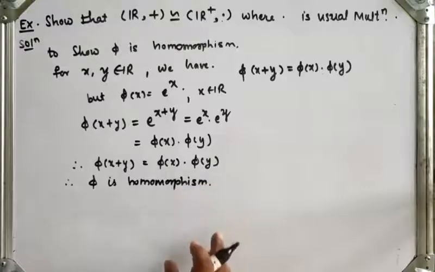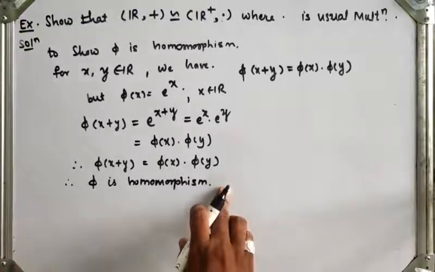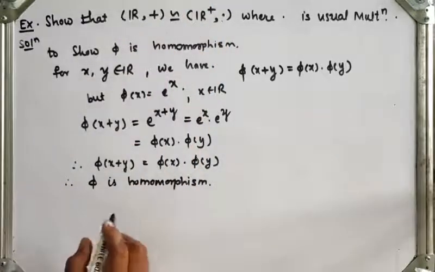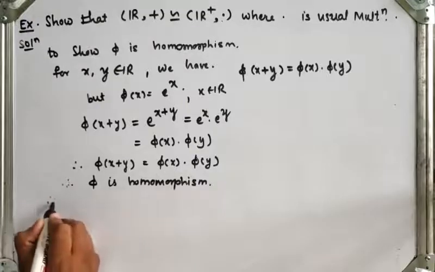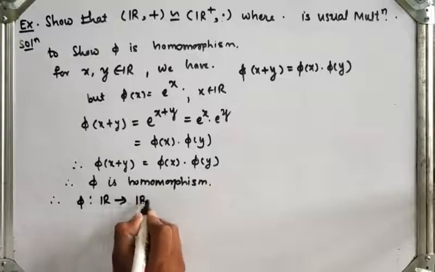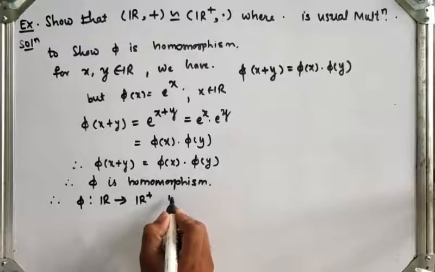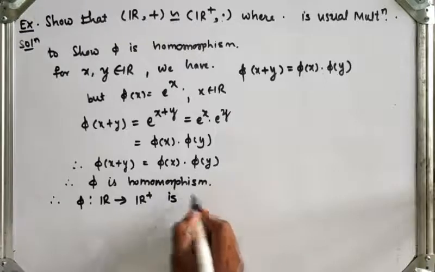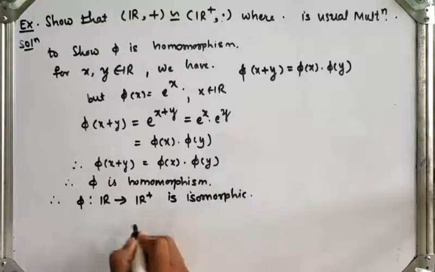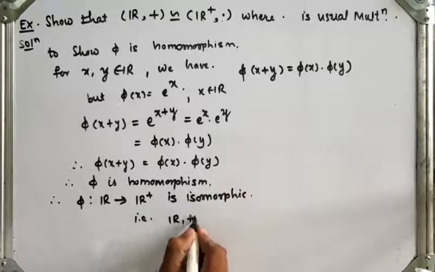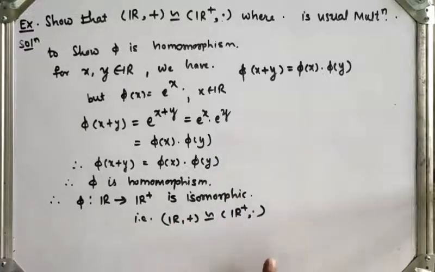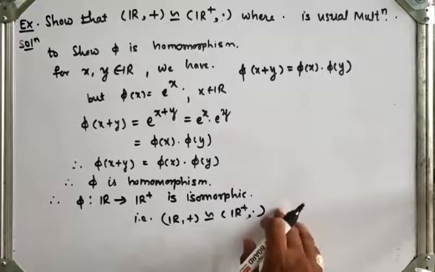So here phi is one-one, onto, and a homomorphism, which means these two sets are said to be isomorphic. Therefore phi from R to R plus, that is S to S dash, is an isomorphism. That is, R under addition is isomorphic to R plus under multiplication. Now we will see the next example.